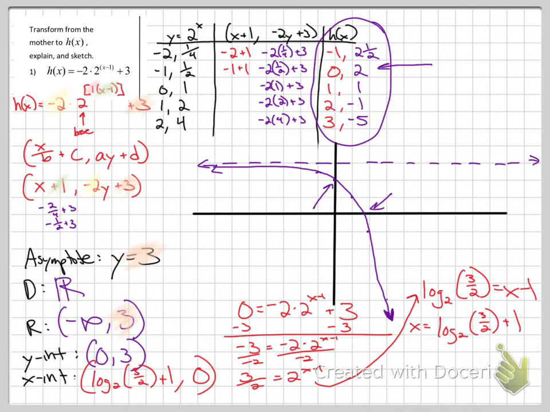The final thing you might be asked is to find the transformations. I'm going to put my transformations in orange over here on the side. So a value was negative, that's reflect vertically. The a value itself was 2, that's stretch vertically. The b value was 1, that doesn't do anything. X minus 1 moved it right 1, and plus 3 moved it up 3.